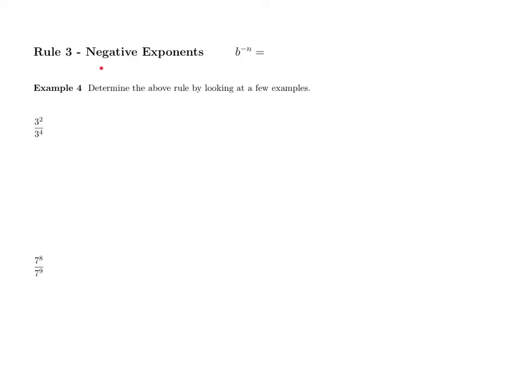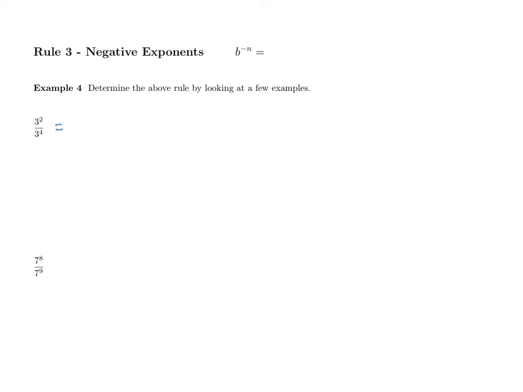For the last rule, we'll look at what happens if you have a negative in the exponent. To describe this rule, we'll use example 4. Let's start with this one here, 3 squared over 3 to the 4th. We'll examine this problem in 2 different ways. First, I want to use the rule from the previous slide, where if you're dividing and the base is the same, what do you do to the exponents?